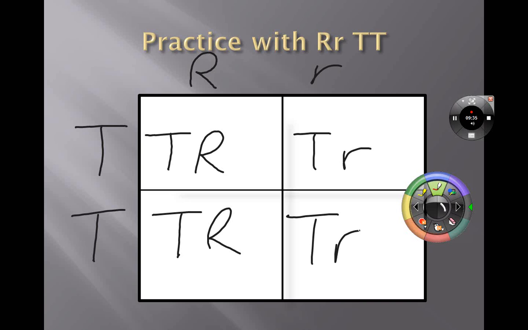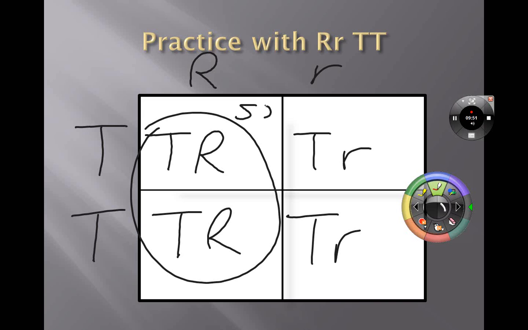Let's look at the ratios. How many of them are dominant? Both of these are dominant, and they are heterozygous, which means they're two different ones. So 50% of them are heterozygous dominant.